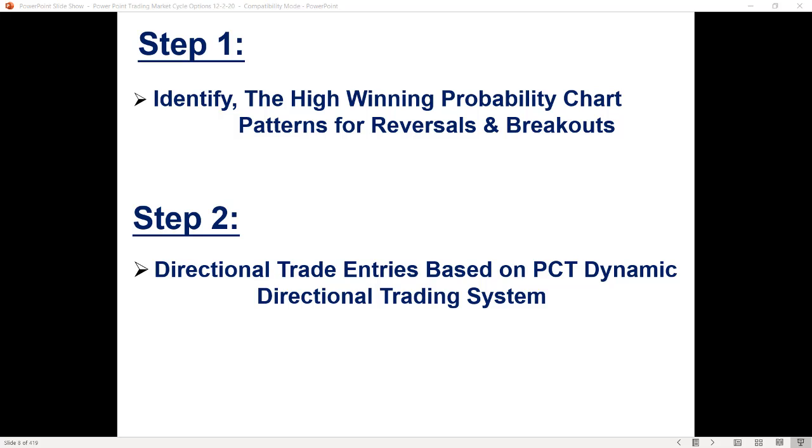So first off, step one, I like to identify and use chart patterns. I have 5 different chart patterns that I'll look at that are really high winning probability chart patterns for reversal and breakout type trades. Then step two, I'm going to use my trading model to make the trade entries and exits out of a specific trade setup that we've identified based on the chart pattern. So this also keeps it very systematic. And the trading model is based on using momentum for direction.